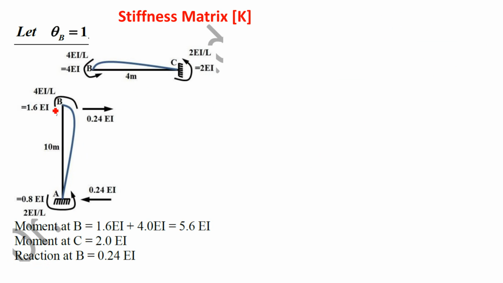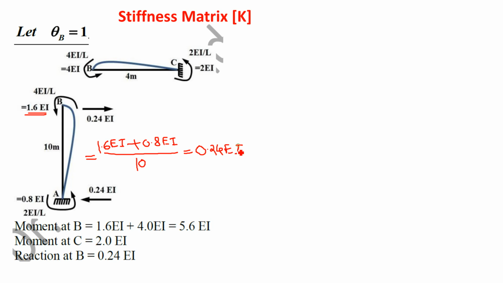Okay. So how to find the reaction in the AB member, since there is no load? Again using the same concept, sum of moments. Now what is the moment at the upper end? It is 1.6 EI, plus the second moment, 0.8 EI. Sum of moments divided by span, and the span is 10. So what is the answer? 1.6 plus 0.8 is 2.4. 2.4 EI upon 10, the answer is 0.24 EI. Right, this is the value of the reaction.